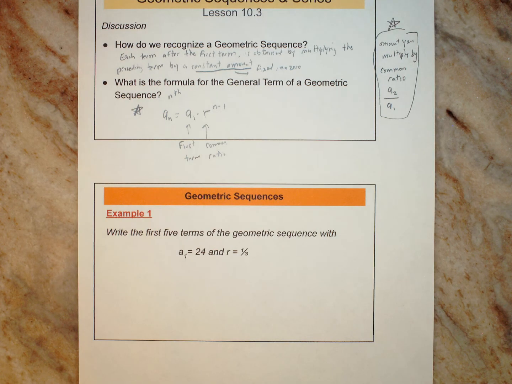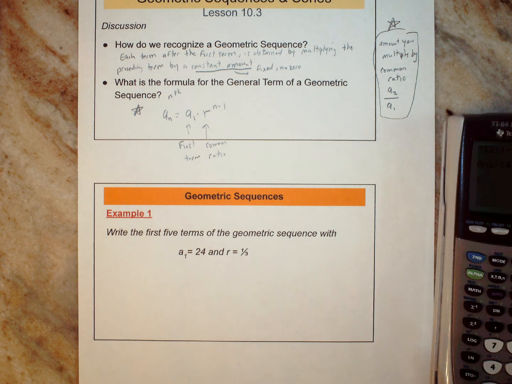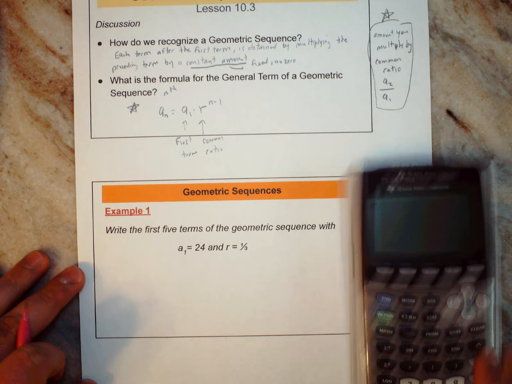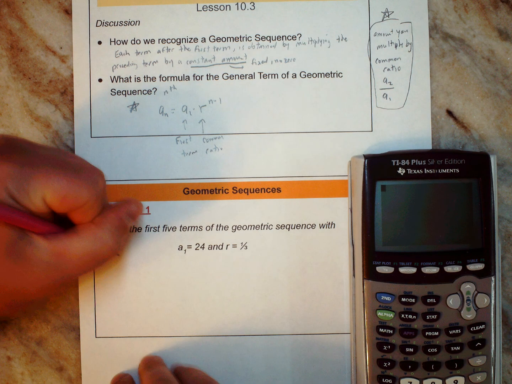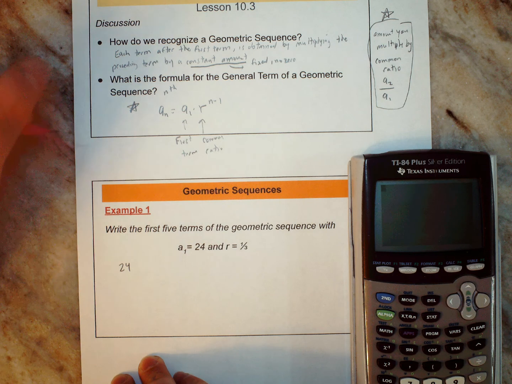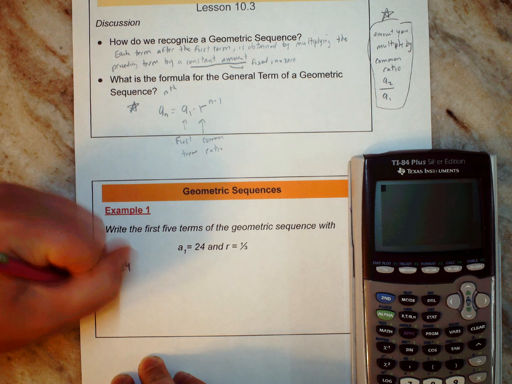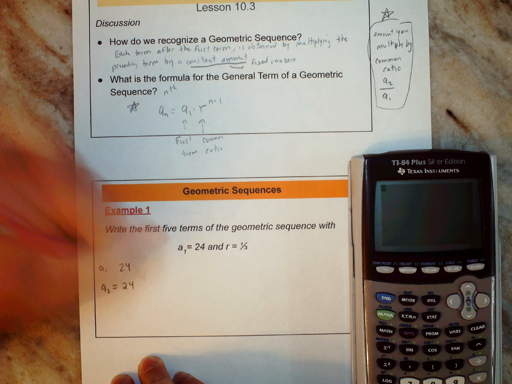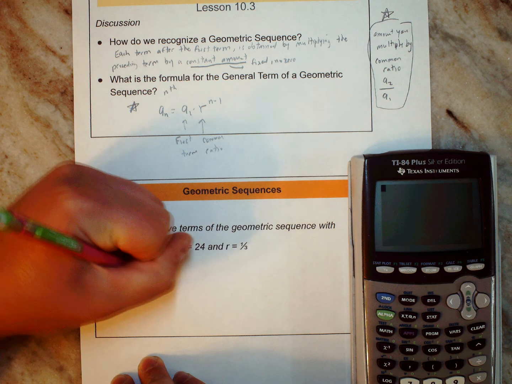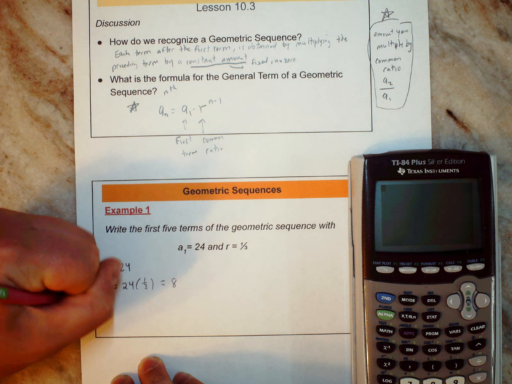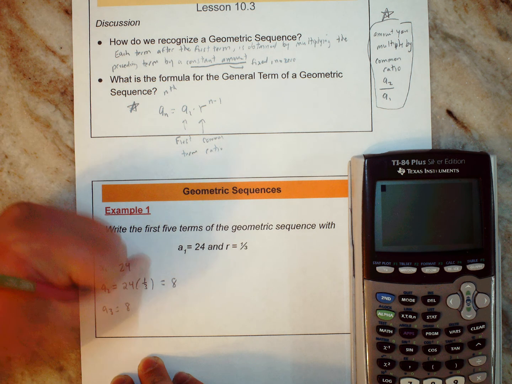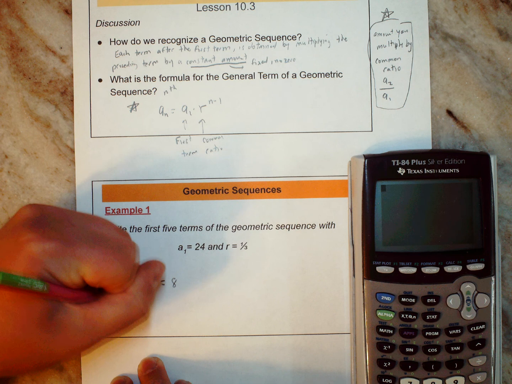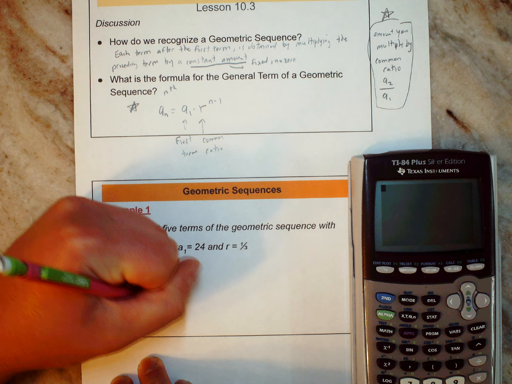All right, our first example: write the first 5 terms of the geometric sequence. They give us the first term. You're definitely going to need your calculator for this one. It doesn't have to be graphing. Anything works. I'm just going to hold mine off to the side. The first term is 24. That is a1. So how do we get a2? You take 24 and multiply it by the common ratio, which is 1/3, which gives 8. Then how do you get a3? You take 8 and multiply it by 1/3. You get 8 over 3.